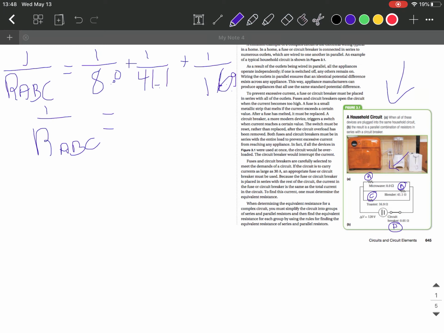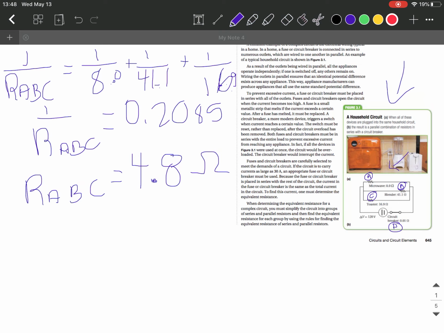So that is 1 over R_ABC equals 1 divided by 8 plus 1 divided by 41.1 plus 1 divided by 16.9. And that's 0.2085. Round at the very end over here. 0.2085. And then to find R_ABC, it's going to be 1 divided by that answer, and that's 4.8. So the equivalent resistance of combining A, B, and C is 4.8 ohms.